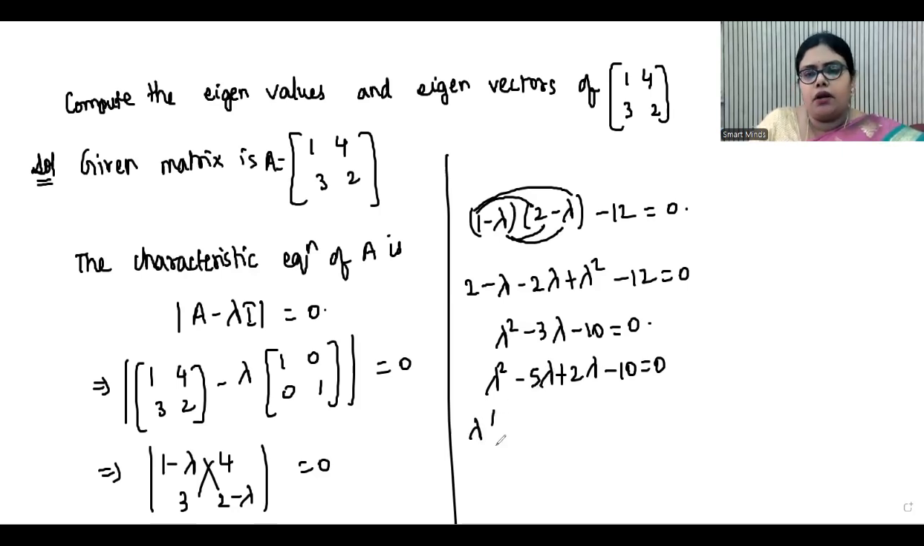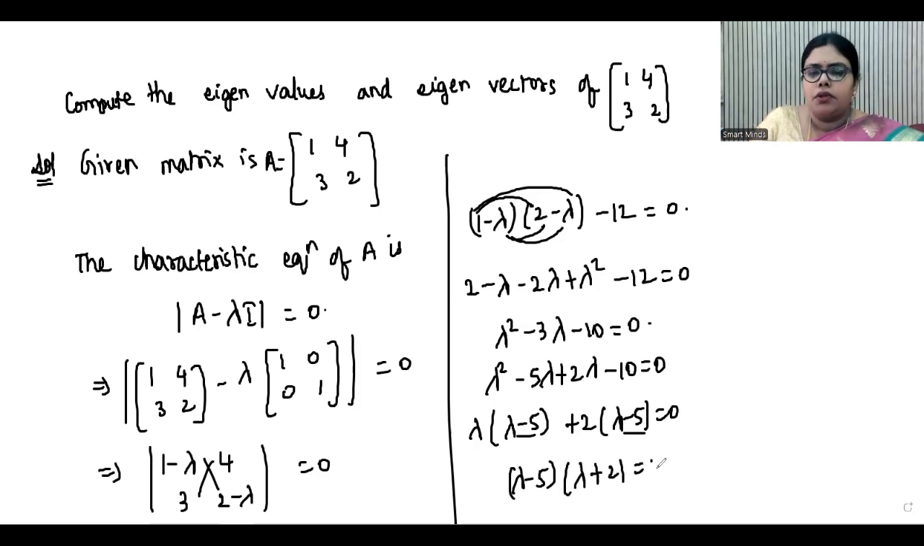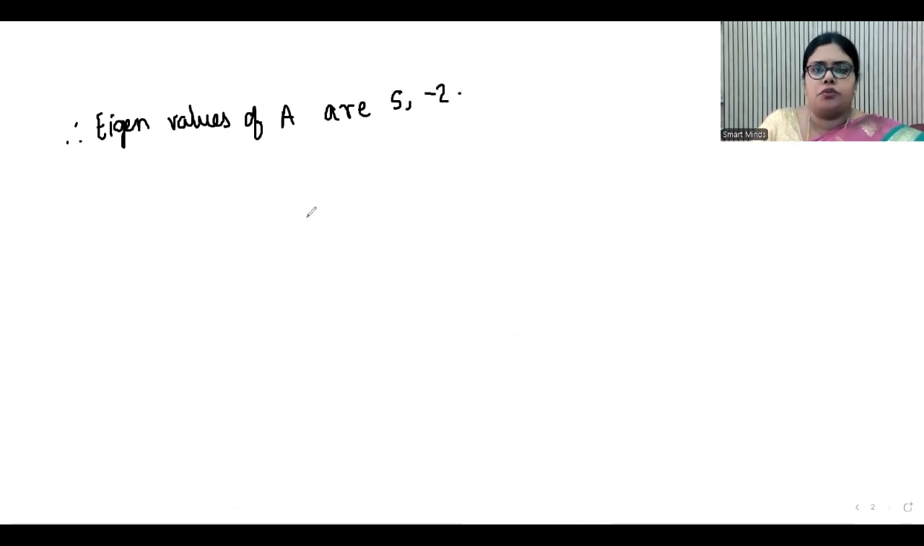Now you take lambda common: lambda minus 5, plus 2 common, lambda minus 5. So again lambda minus 5 common. So (lambda minus 5)(lambda plus 2). So lambda is equal to 5 and minus 2. These are the eigenvalues. So therefore, eigenvalues of A are 5, minus 2. Now once you get eigenvalues, we'll see how to find out the eigenvectors.